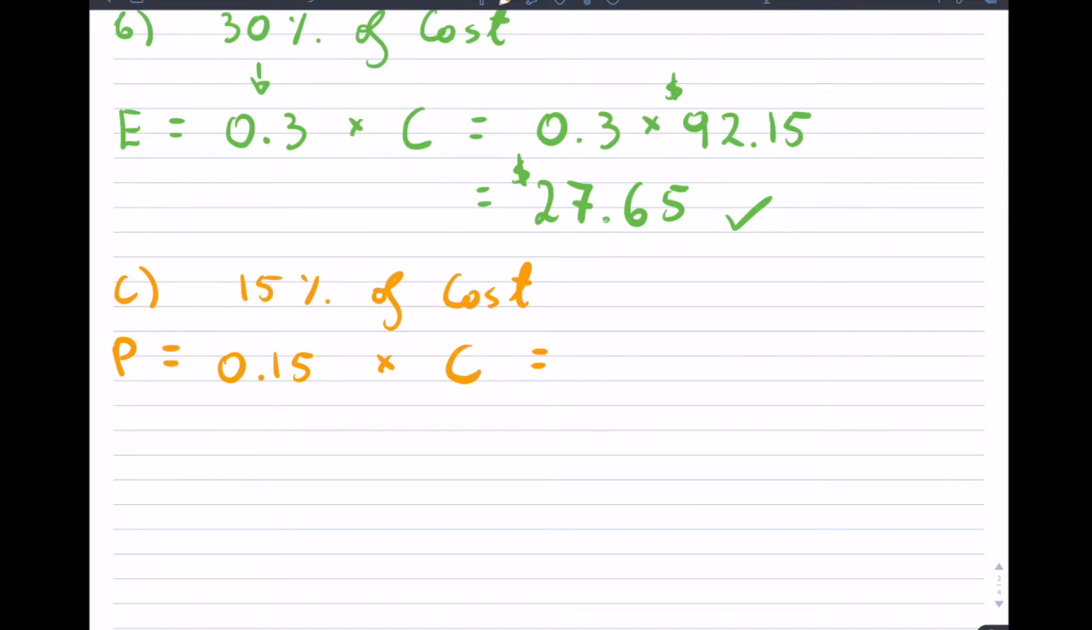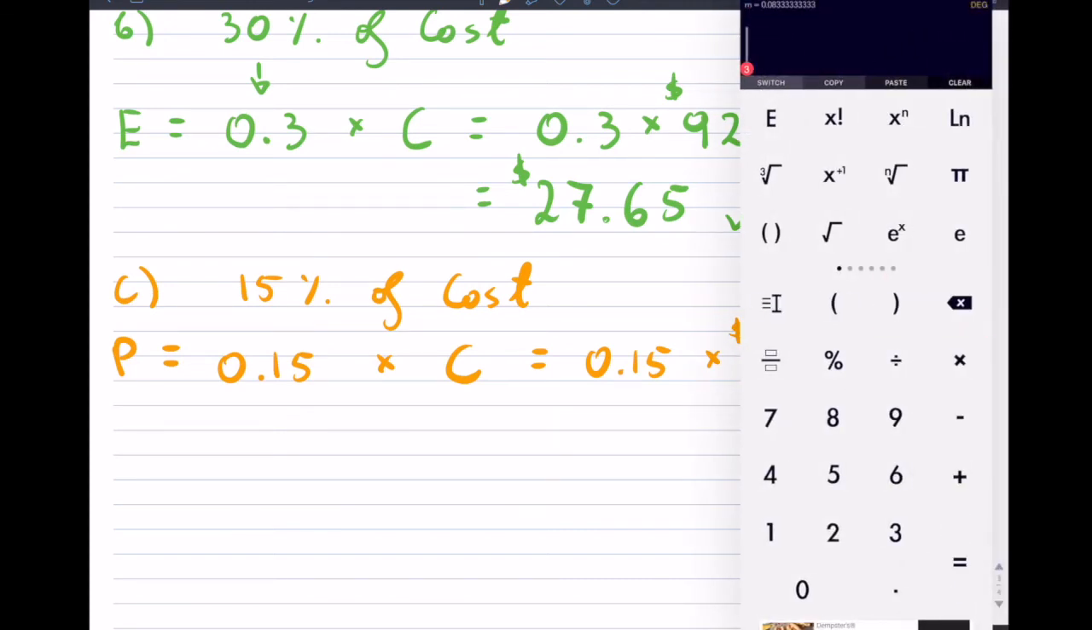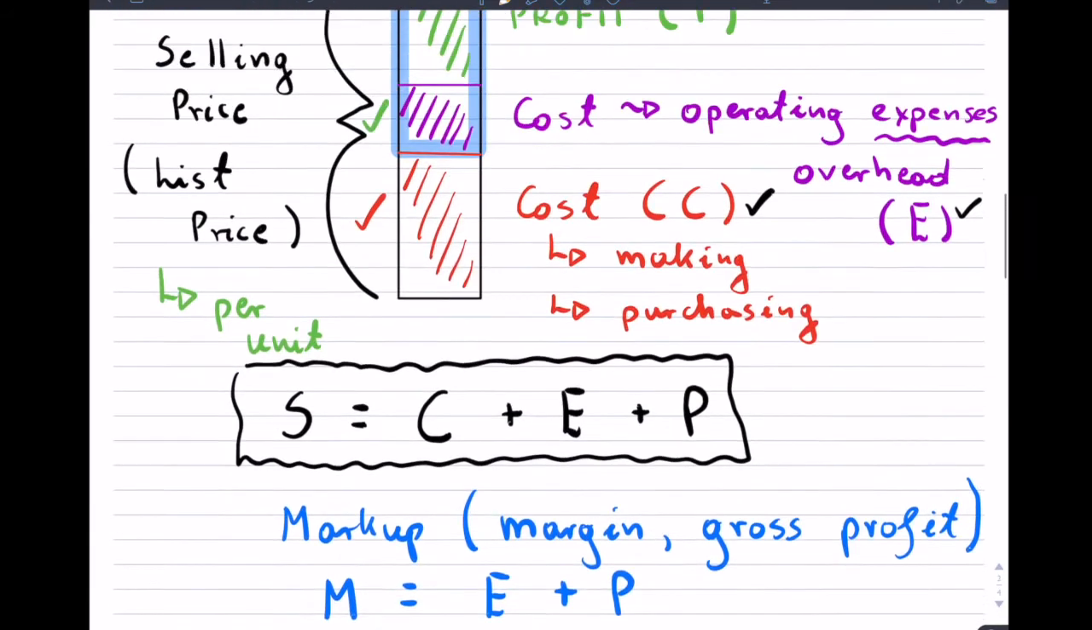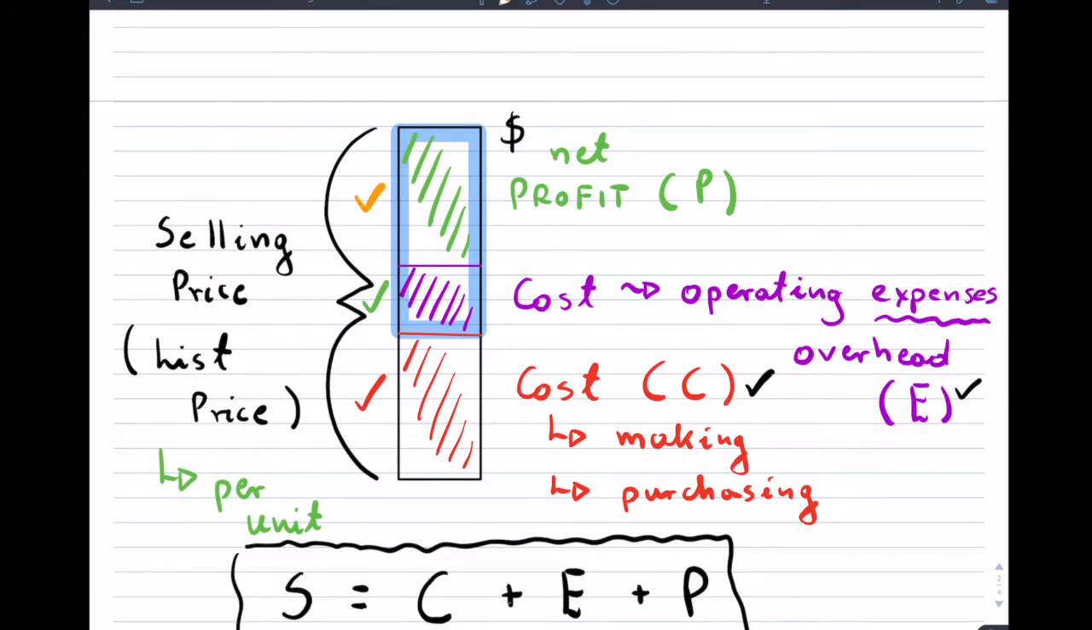Just this particular example has it this way. So I have 0.15 multiplied by my cost, which was 92.15. So I can do that. Let me clear this, do the multiplication, and I have my profit is equal to $13.82. Again, I am rounding to the cent. So great, now I have my profit. Okay, so that is right here.